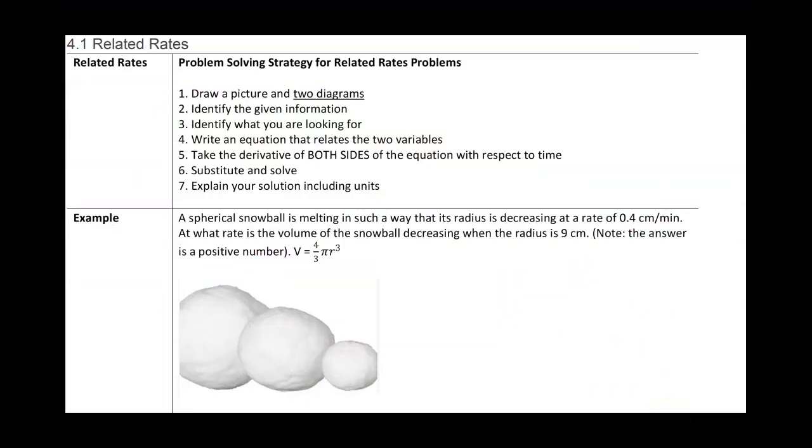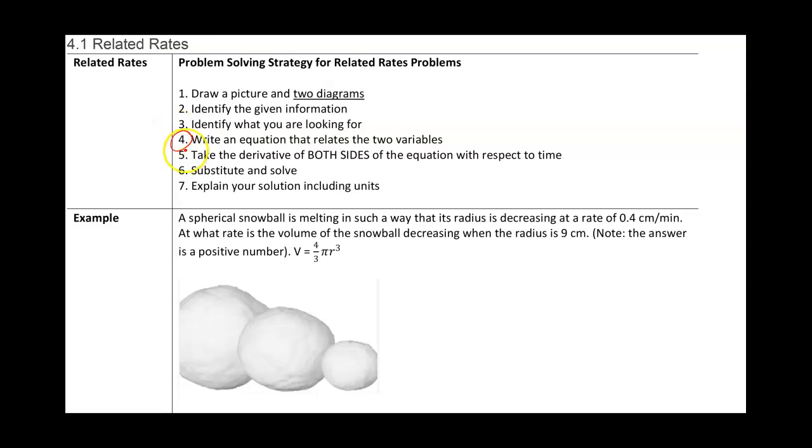Now here we have a bunch of steps to go through, and I'll go through the steps with you. The picture is optional. I think it helps, but if you don't, that's okay. The formulas I think are more important. So step one, draw a picture and two diagrams. Identify the given information, identify what you're looking for, and write an equation that relates the two variables. This is going to be important.